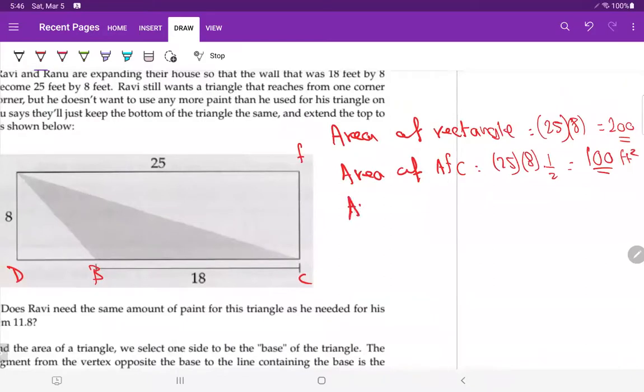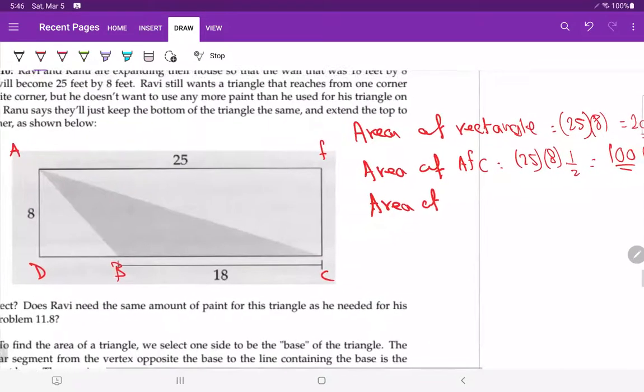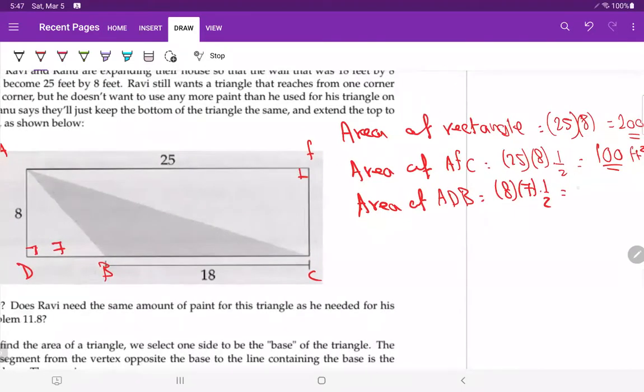The area of ADB is what? It is 8 times 7 times half. Why 7? Because this is 25, this is 18, this is 7. This is a right angle triangle. So what do we get here? This is 28 square feet. Right?